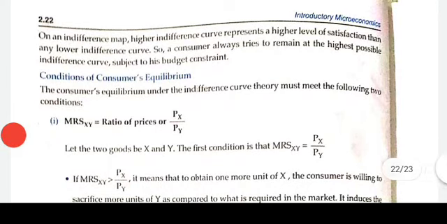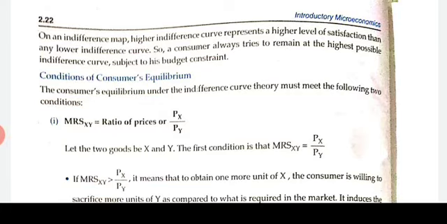An indifference map is a family of indifference curves, isn't it? On an indifference map, a higher indifference curve represents a higher level of satisfaction than any lower indifference curve. So a consumer always tries to remain at the highest possible indifference curve, subject to his budget constraint.